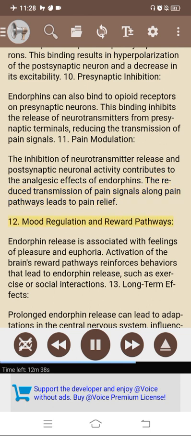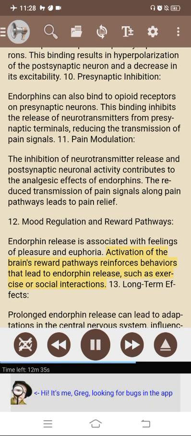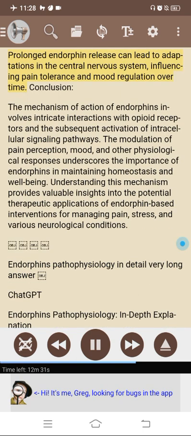12. Mood regulation and reward pathways. Endorphin release is associated with feelings of pleasure and euphoria. Activation of the brain's reward pathways reinforces behaviors that lead to endorphin release, such as exercise or social interactions. 13. Long-term effects. Prolonged endorphin release can lead to adaptations in the central nervous system, influencing pain tolerance and mood regulation over time.